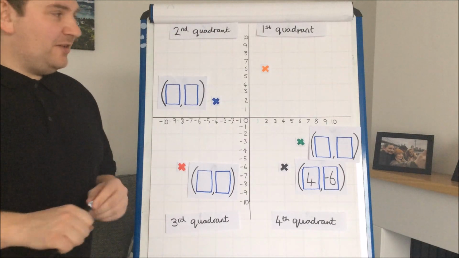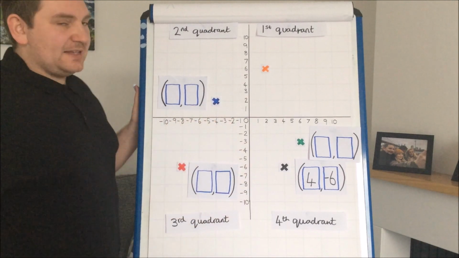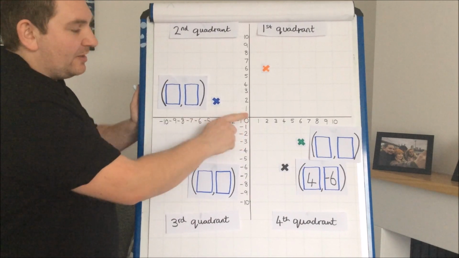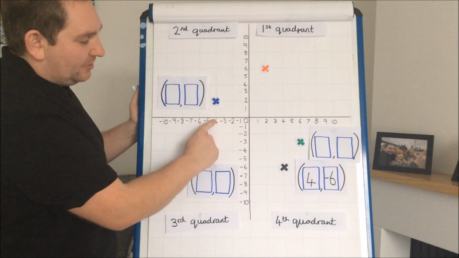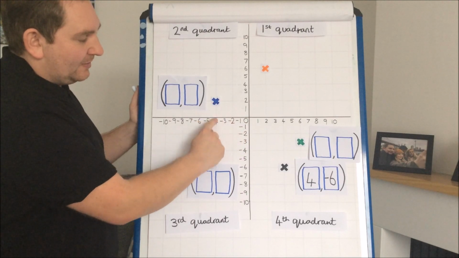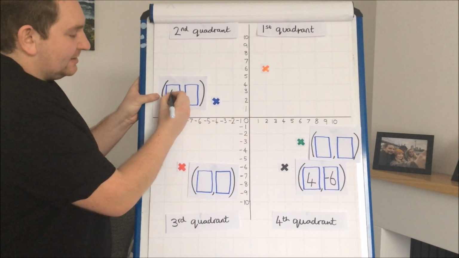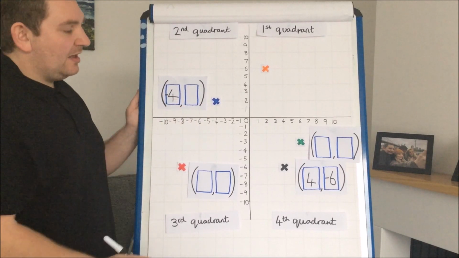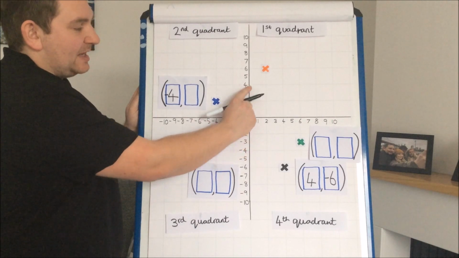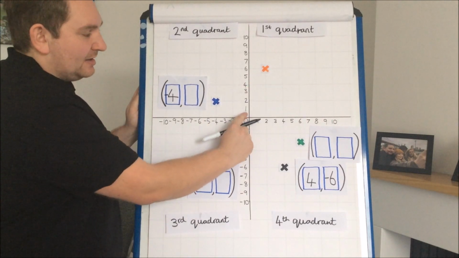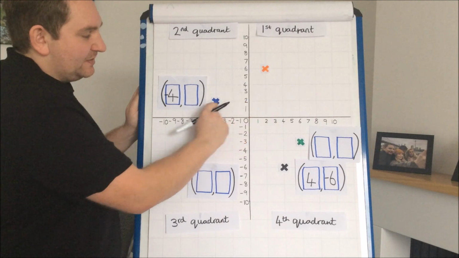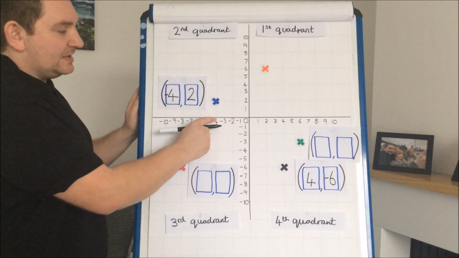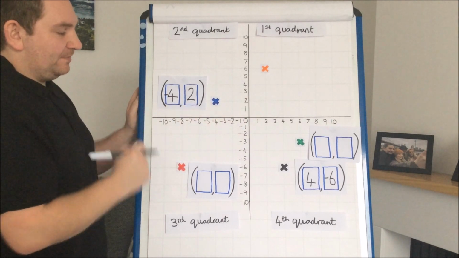Okay, so if we start with this point in the 2nd quadrant, we will go along the corridor. We're still going along that x-axis, and we get to -4. So that tells us that our x-axis here is -4. Then we work our way up the stairs, up the y-axis, and it meets on +2. So we have here -4, +2.